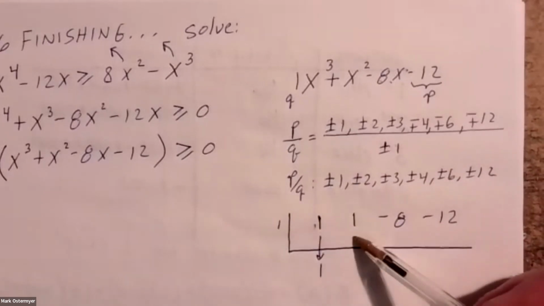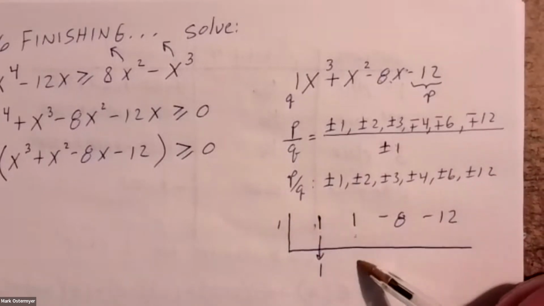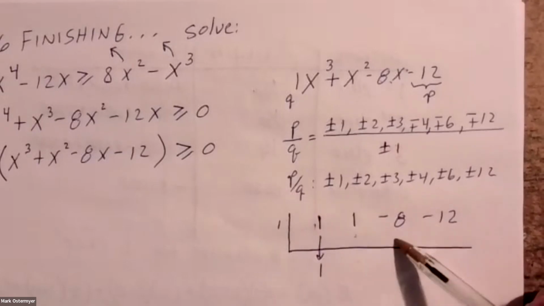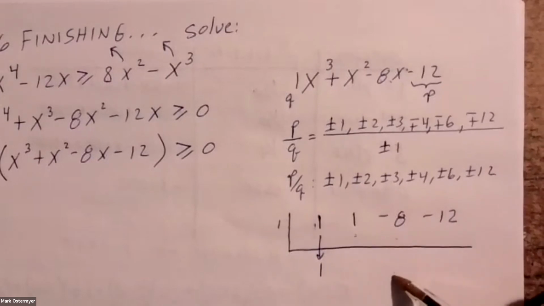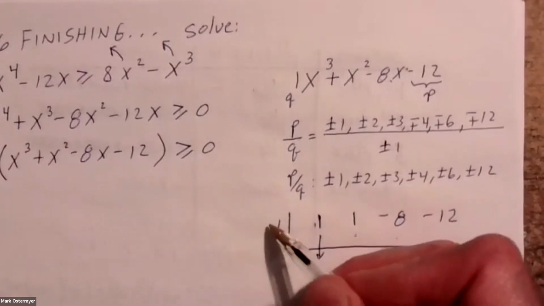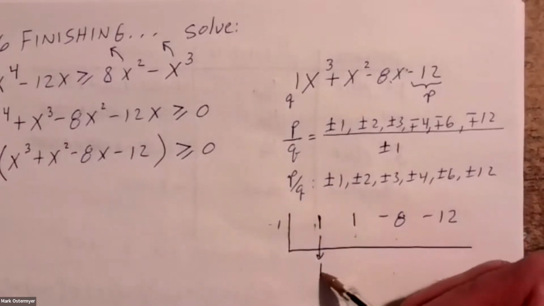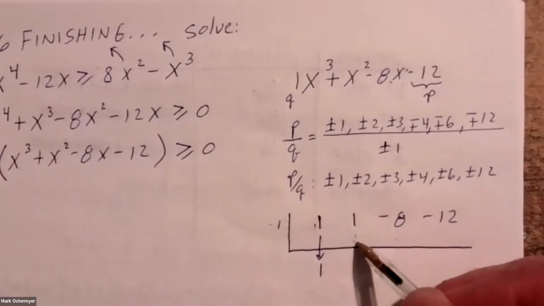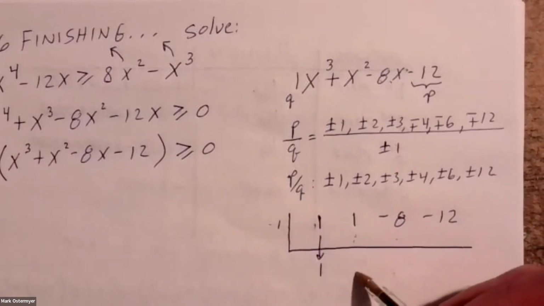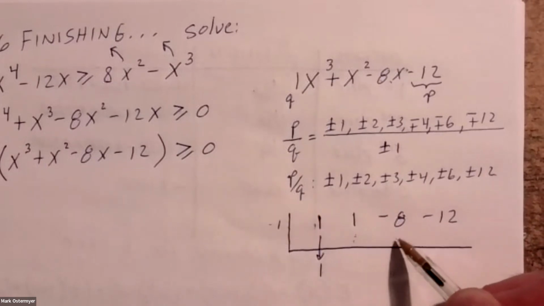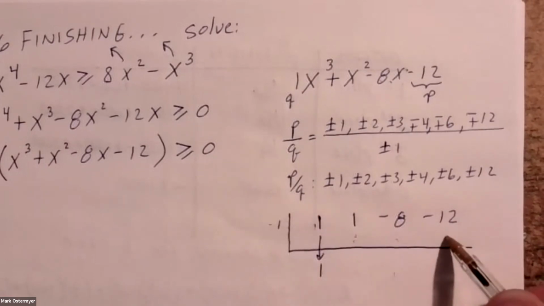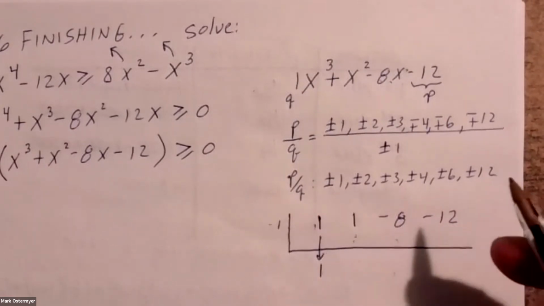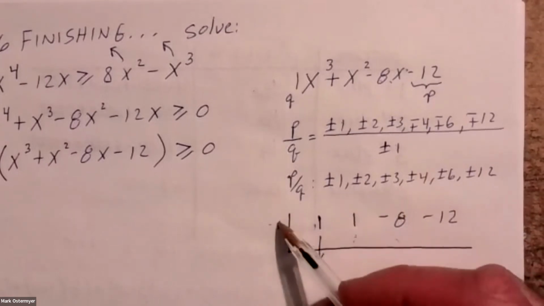1 times 1 is 1. 1 plus 1 would be 2. 1 times 2 is 2. -8 plus 2 is -6. 1 times -6 is -6. 1 does not work. Try -1. -1 times 1 is -1. 1 plus a -1 is 0. -1 times 0 is 0. -8 plus 0 is -8. -1 times -8 is 8. But these don't add up to 0. -1 doesn't work. I will try 2.